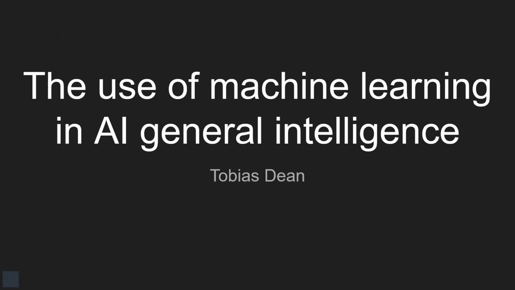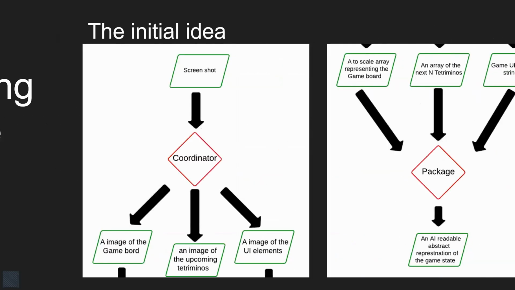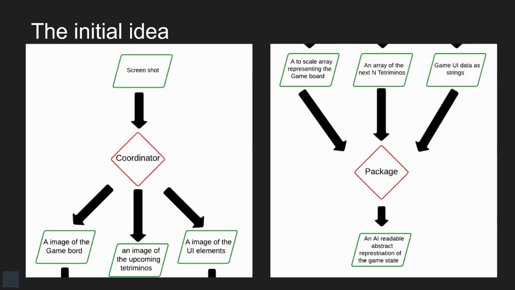Hello. So today I'm here to just give you a quick overview of my senior capstone project, the use of machine learning in AI general intelligence. So, the initial idea was that human-centric UIs could be automatically converted into an abstract representation more suitable for use by AIs, using machine learning and image manipulation techniques. I chose for this project to use Tetris due to its long history of use in machine learning projects.